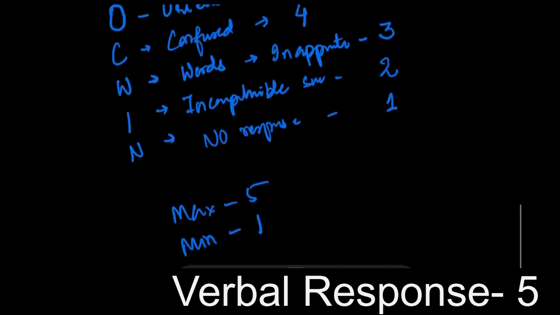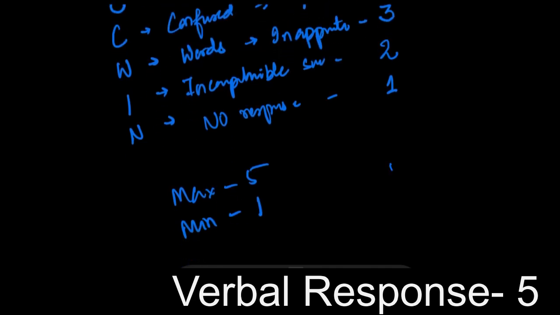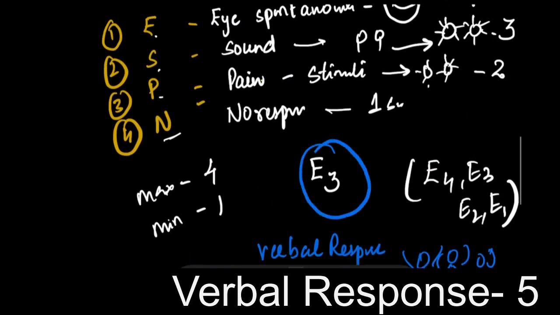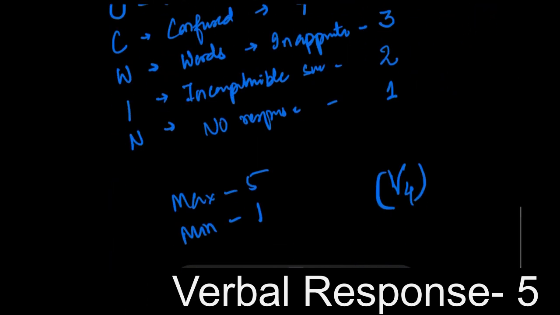Now if you ask the patient, where are you? and the patient is giving a confused reaction, then you will give V4. So we have counted here E3 and here we have taken V4. Moving towards the next, we will go for our third part, that is the motor response.